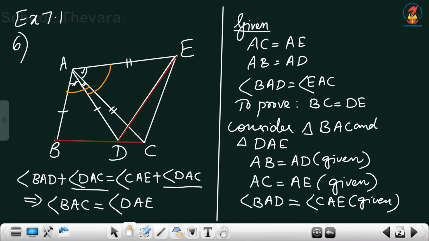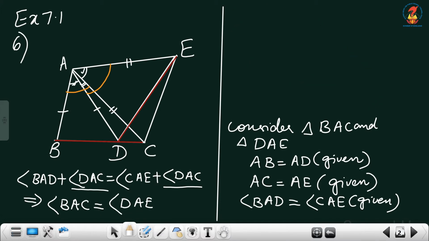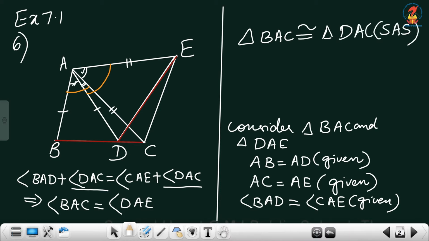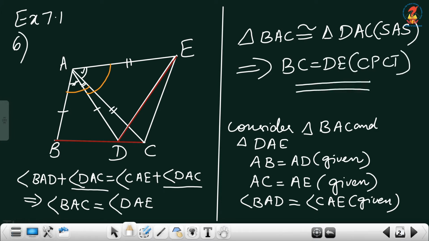So, what is the conclusion? These two triangles are congruent using SAS criterion. So, we can write triangle BAC is congruent to triangle DAE using SAS criterion, two sides and the included angle. This implies that BC is equal to DE using CPCT. This is the answer.